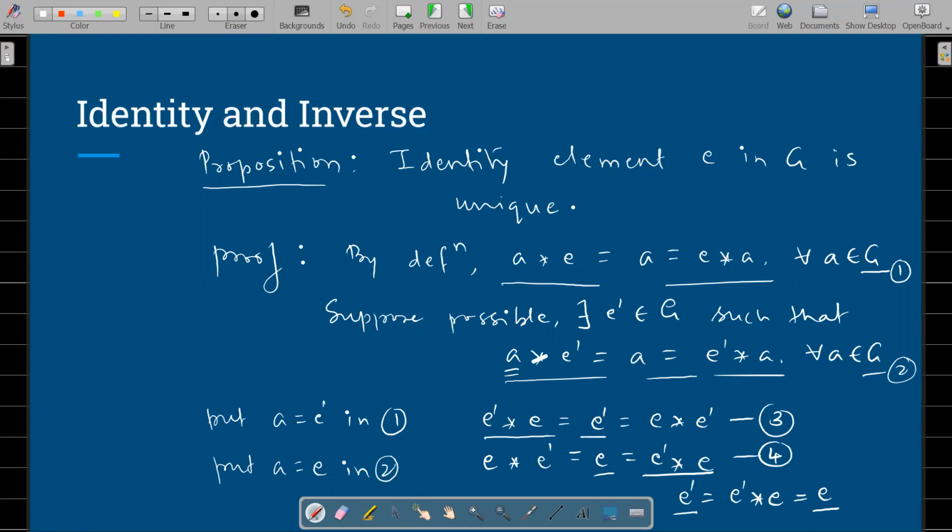Now just on the same lines, you tell me for inverse that inverse of each element is unique. Shall I go ahead? New page. Shall I go ahead? Yeah. So now I want the proof from your side. So somebody tell me and I'll write here.